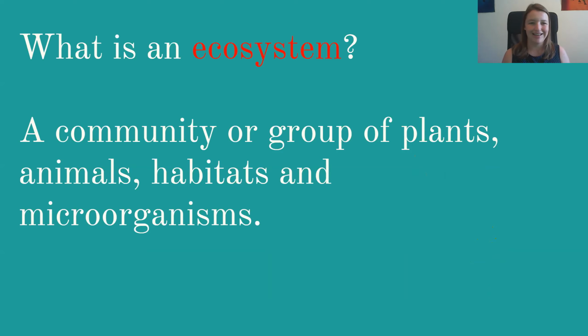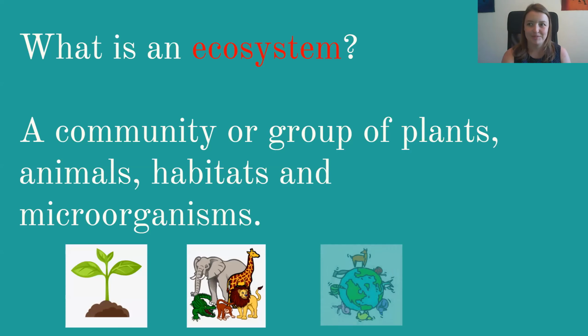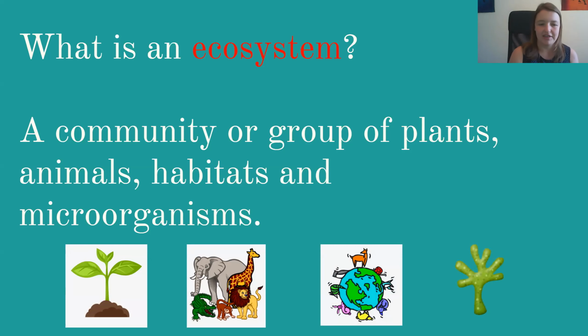Have a go with me. An ecosystem is a community or group of plants, animals, habitats, and microorganisms. There are those pictures again to remind us that the tiny green thing on the end is a little bit of algae, tiny, tiny, that we cannot see but grows and is all around us.